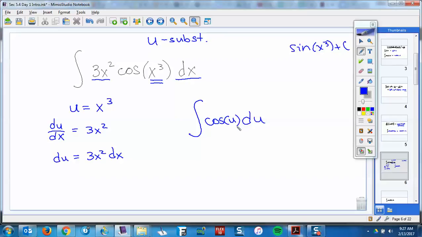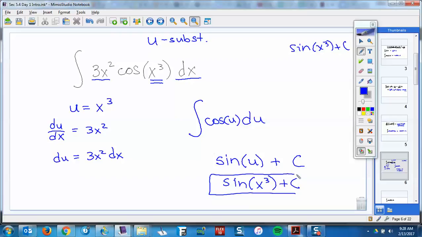Now, what does this mean? This means do the antiderivative of this with respect to u, right? Remember the du means with respect to u? What's the antiderivative of cosine? Just sine of u plus c. Oh, but wait, what's u? So let's put the x's back in. And voila, there it is. Make sense? So I saw this messy problem.